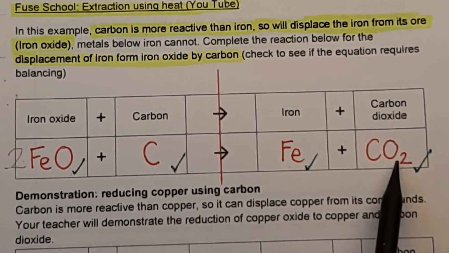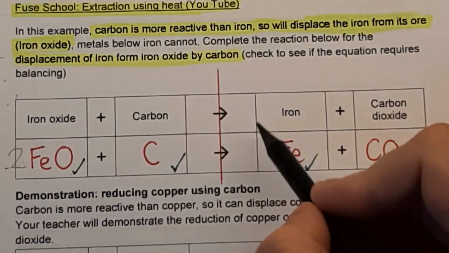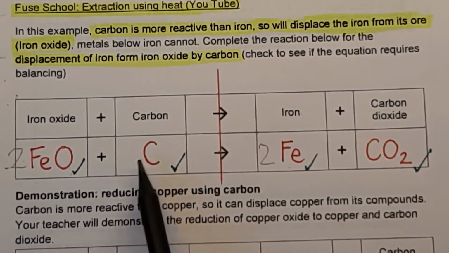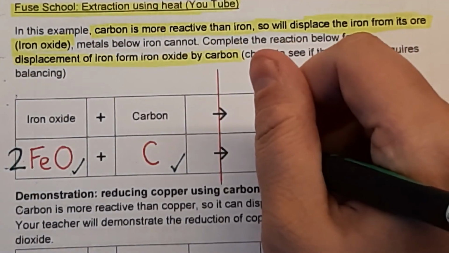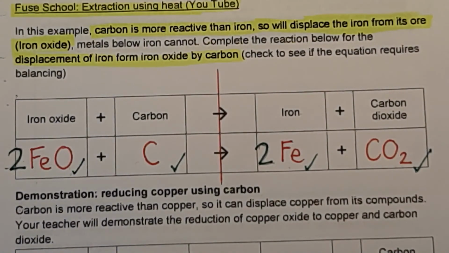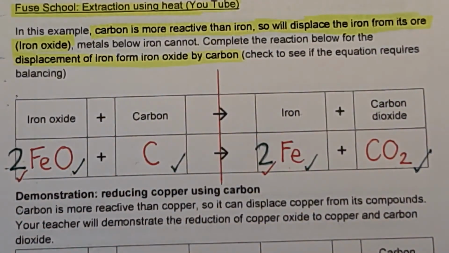That balances. However, we now have 2 irons on this side and only 1 iron on this side. So we're going to put a 2 in front of this iron as well. So we've got the right number of irons, yes. We've got the right number of oxygens, yes. And then carbon, we have 1 of them and we have 1 on this side. So that is now balanced. So you can go ahead now and write in the numbers on top of the pencil. So 2 FeO plus carbon turns into 2 Fe and carbon dioxide. Okay, so you can now have another mark for writing 2 in each of those 2 spaces here. So that is now a mark out of 6. So give yourself a mark out of 6 for that, please.